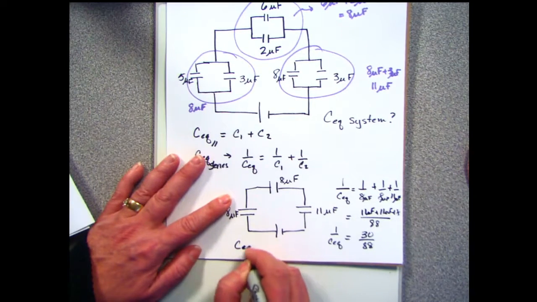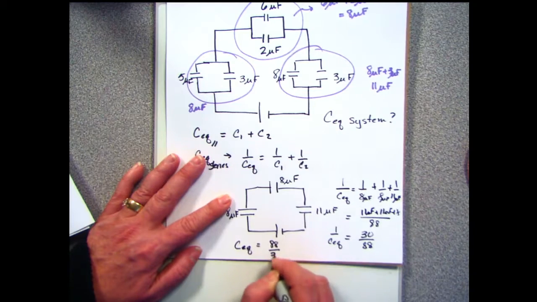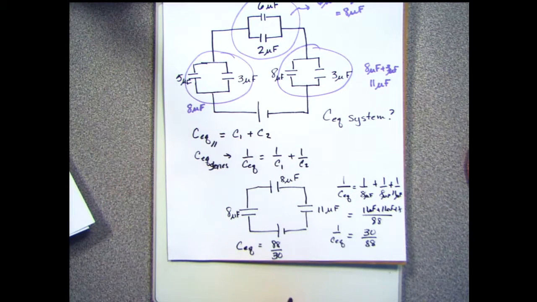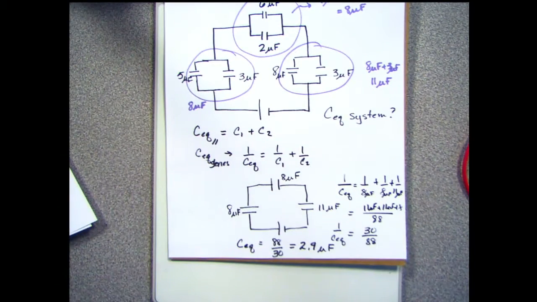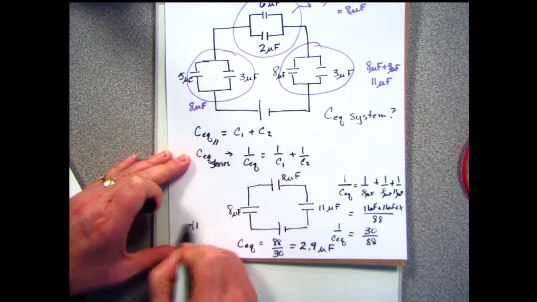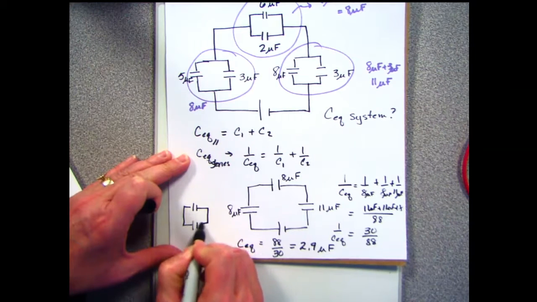I didn't happen to bring in the number, so whatever that is in the calculator, and I did bring my calculator, so I can actually multiply it out. 88 divided by 30 gives me 2.9 microfarads. And that would be like redrawing the system to look like this. I just have one capacitor in the system, and now that would be 2.9 microfarads.